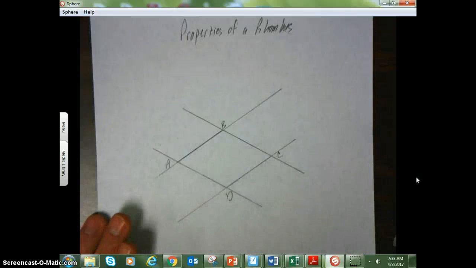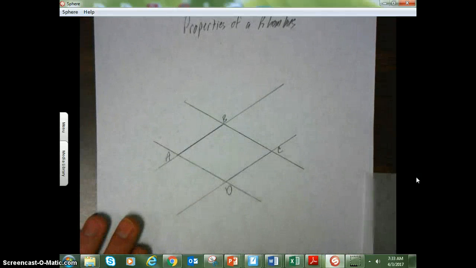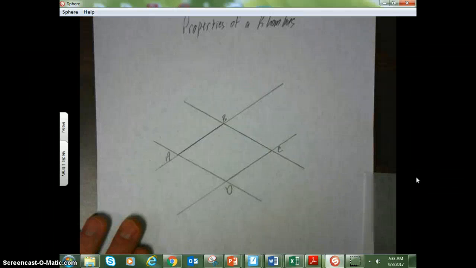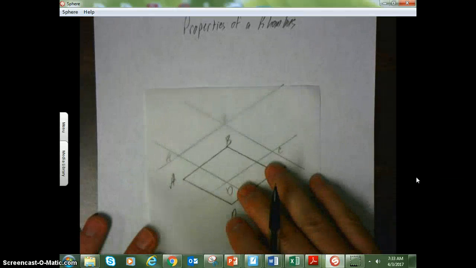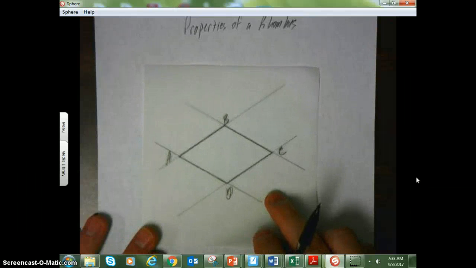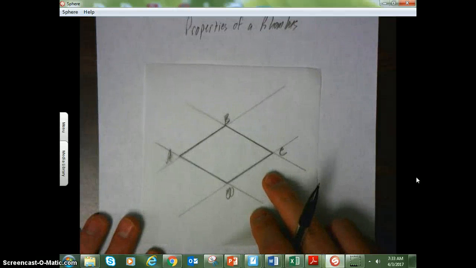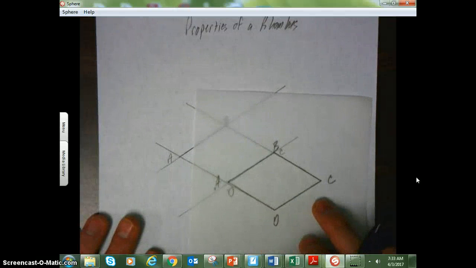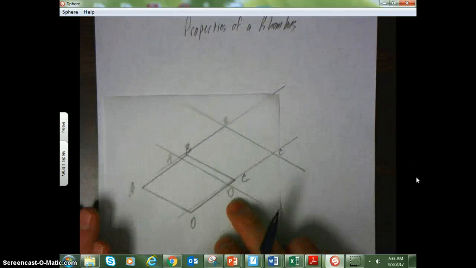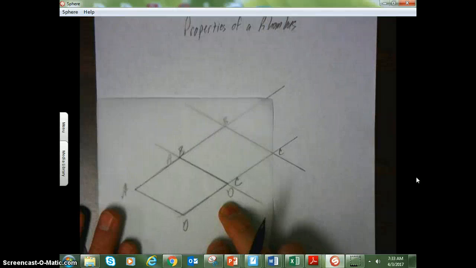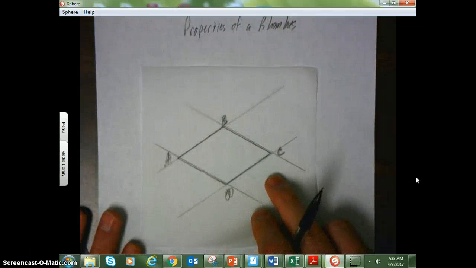So it does have all the characteristics of a parallelogram, but it has some special things about it, and that's what I want you guys to be able to see. Now again, if you don't have the patty paper, you can use your compass to do this. All we're going to do is compare segments. Because it's a parallelogram, the opposite sides, AB and DC, have to be the same. Same thing with BC and AD. And we can see that very easily on the patty paper.